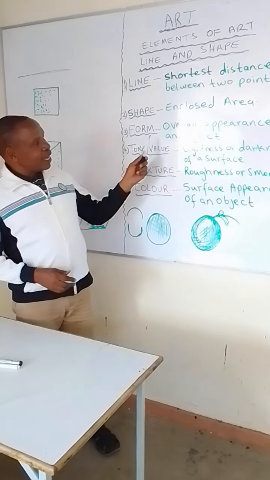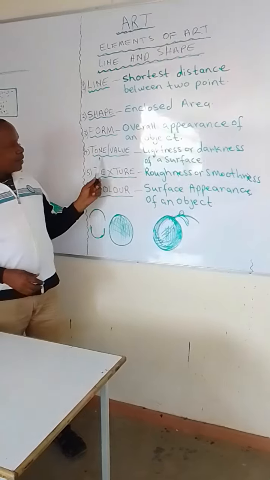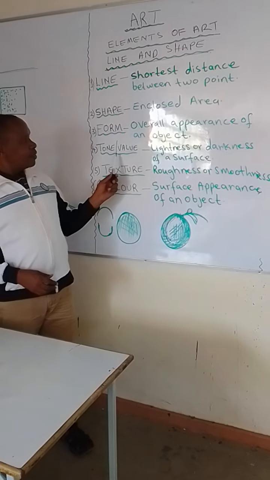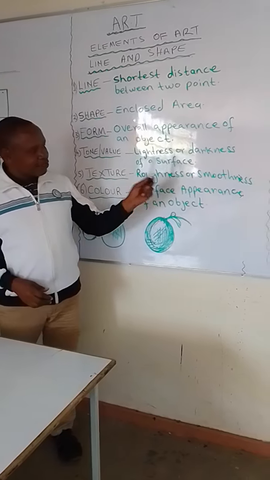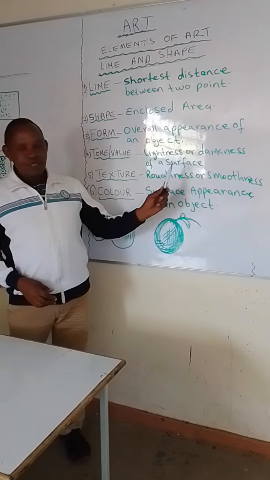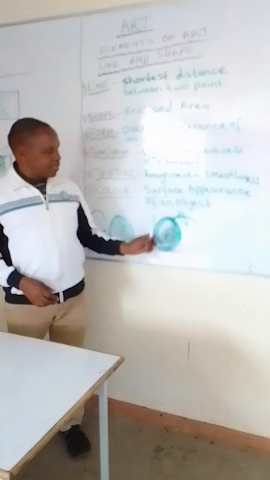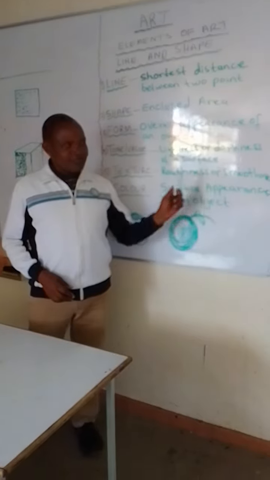And then number three, we have the form, which is the overall appearance of an object. Then number four, we have the tone or value, lightness or darkness of a surface. And then number five, texture, roughness or smoothness of a surface. And then we have color, which is the last element, whereby this is the surface appearance of an object.